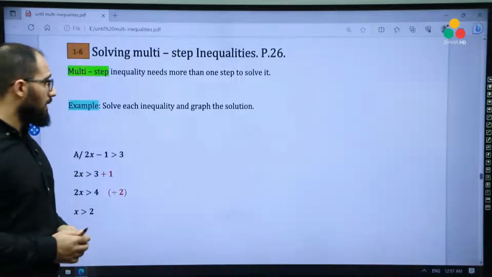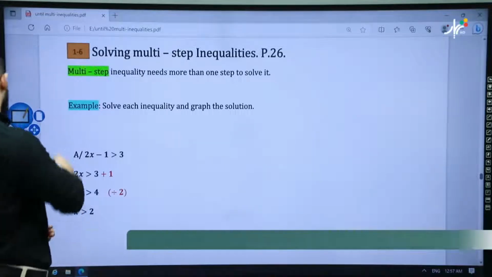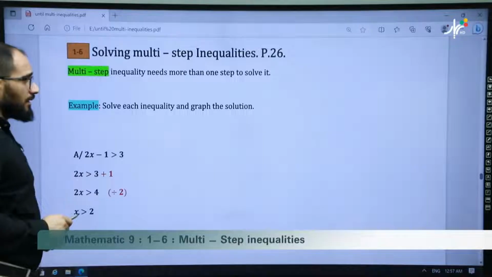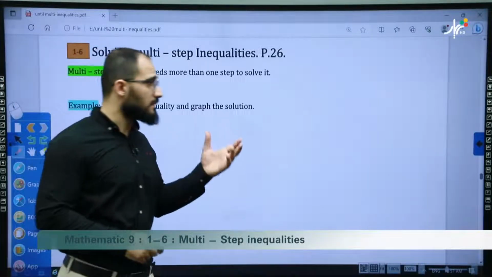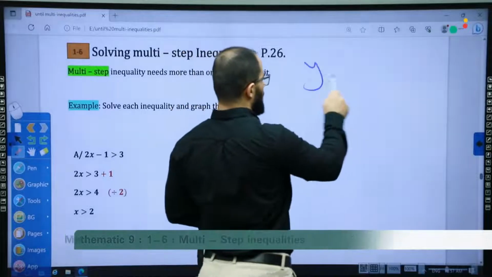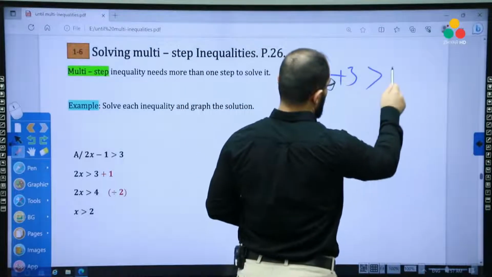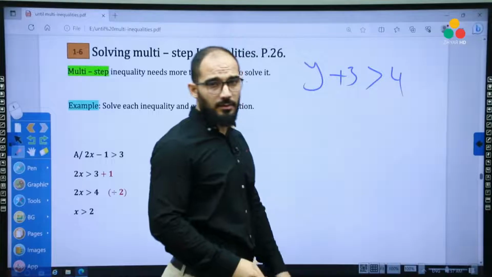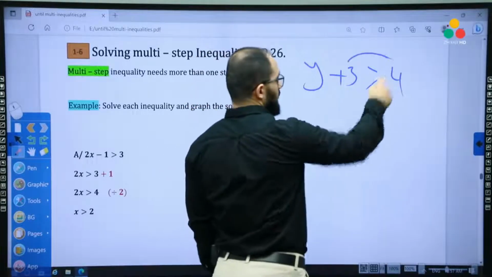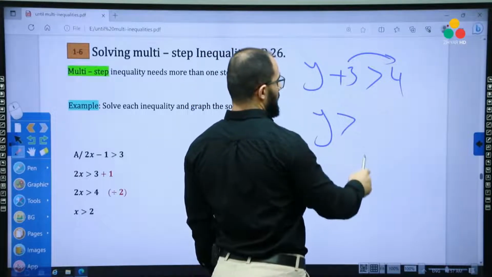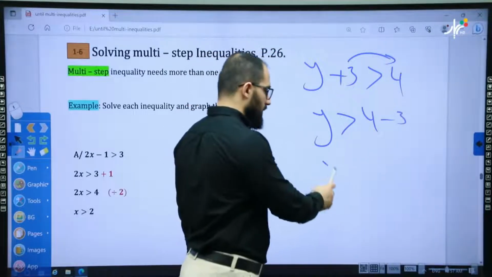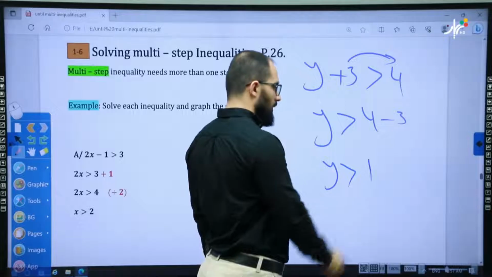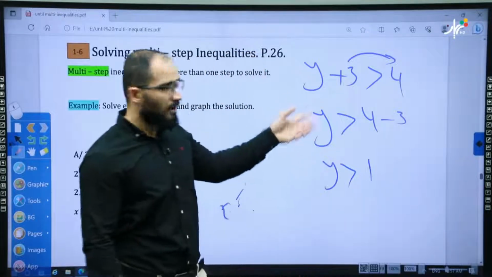What is the difference? So the previous class we had single step inequality. It means it was only one step. For example, y plus 3 greater than 4, it's only one step. The only step is going to be y greater than, or let's say 4 minus 3, so y greater than 1. So as you see, we have only one step.